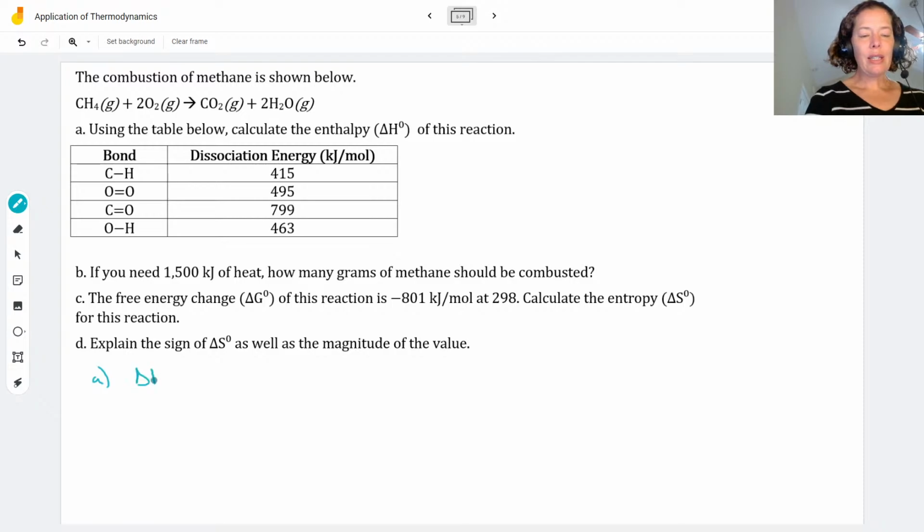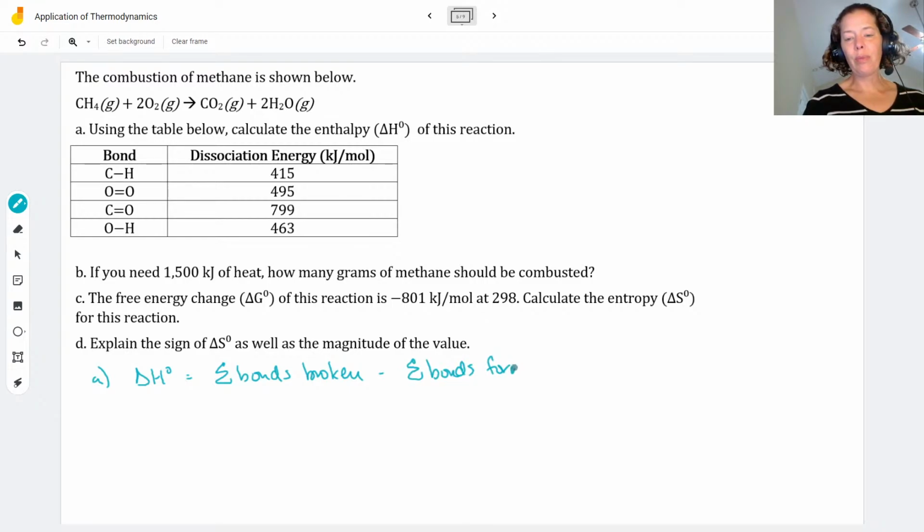We're going to calculate delta H is equal to the sum of the bonds broken minus the sum of the bonds formed. Okay, so this is just another way to calculate enthalpy. There are really 3 general ways to calculate enthalpy. You can do products minus reactants, bonds broken minus bonds formed, and you can also use Hess's law.